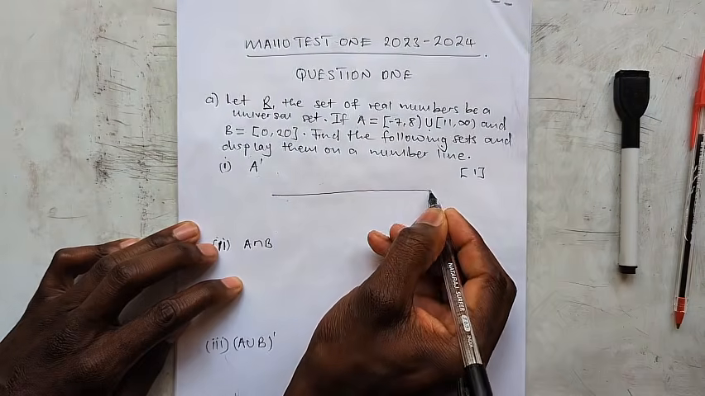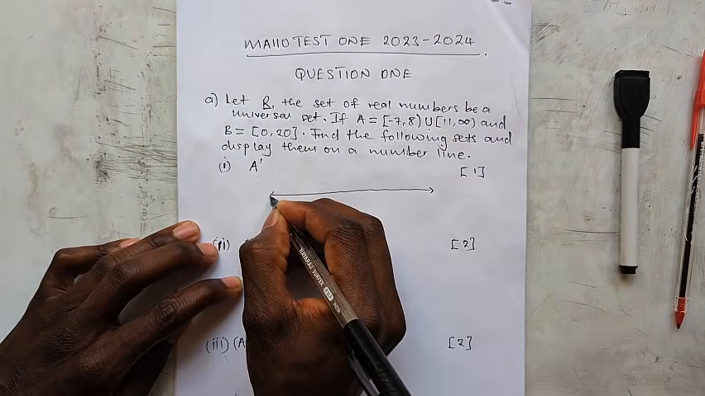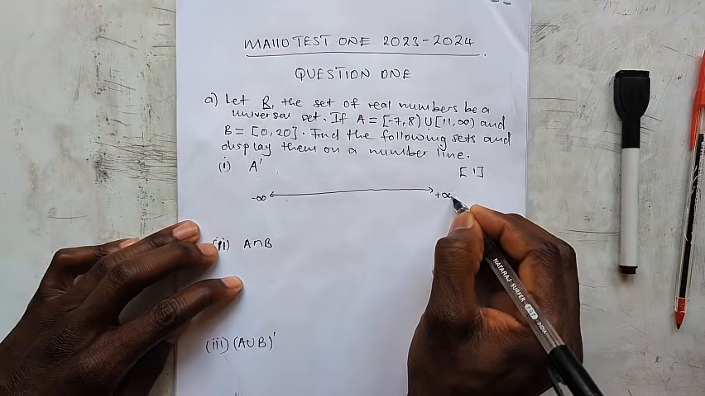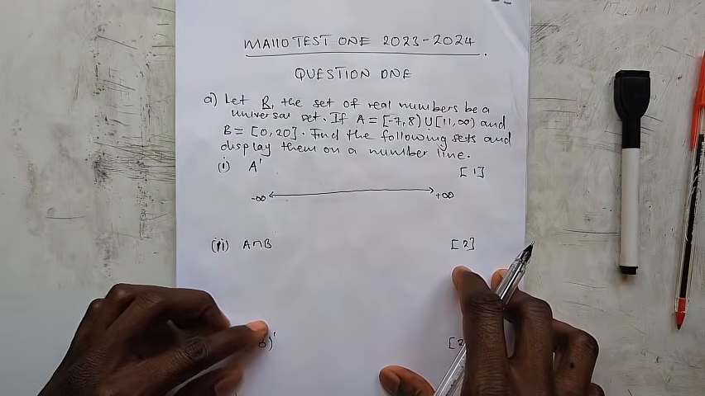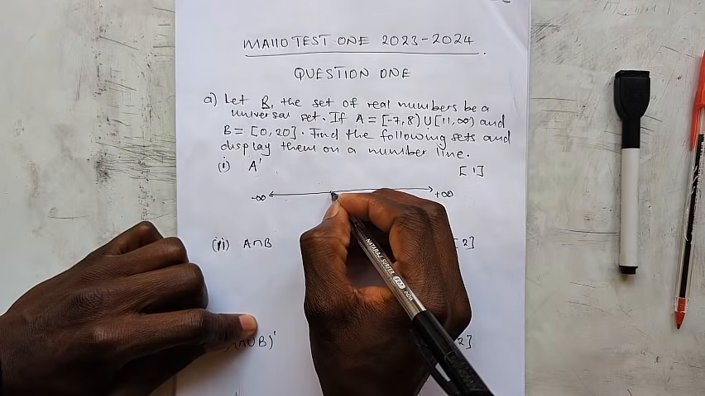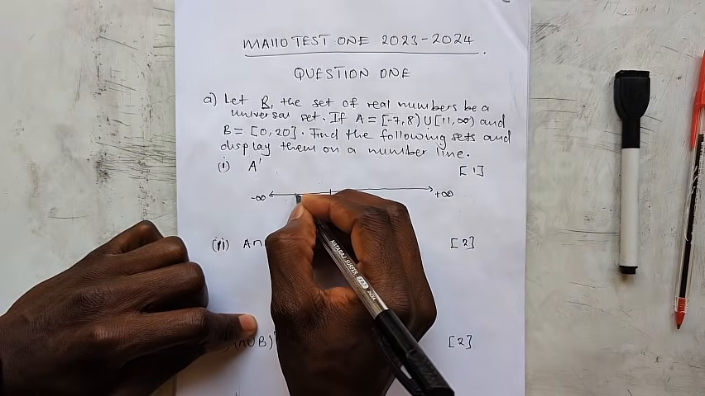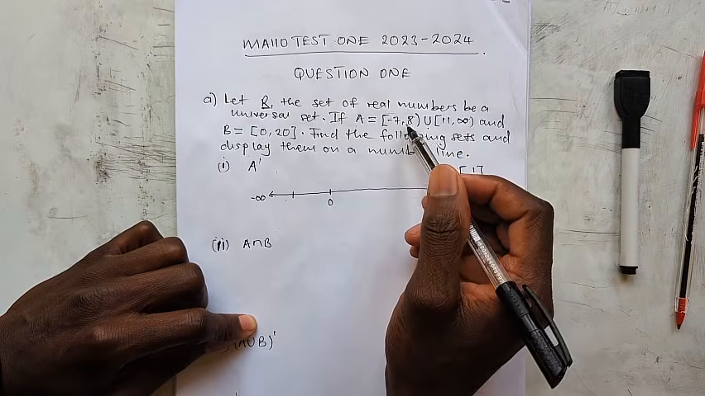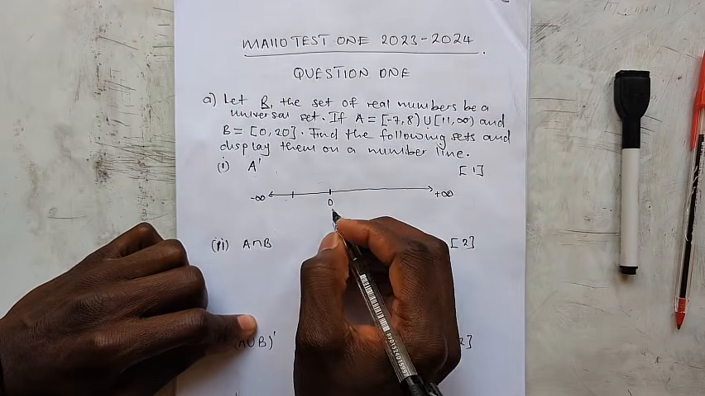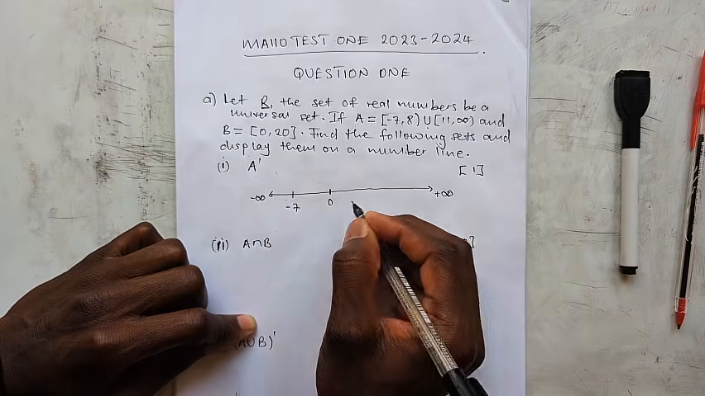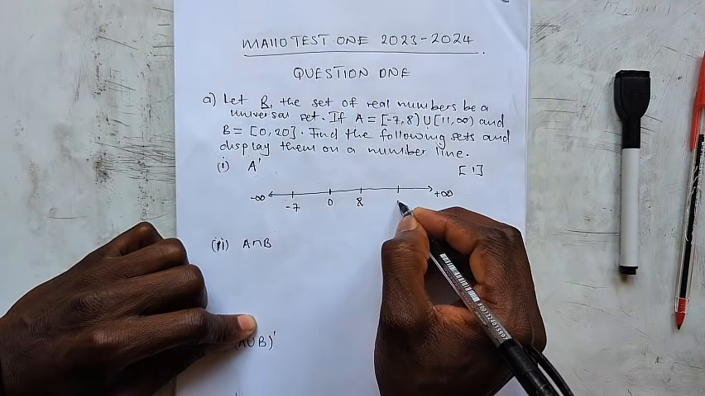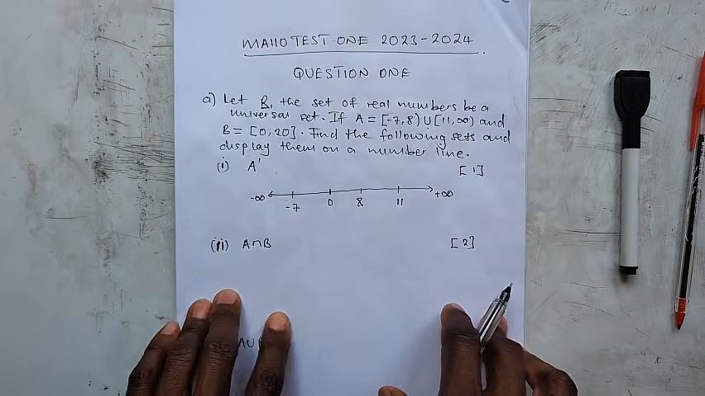Start by drawing a number line. A number line has to run from negative infinity all the way up to positive infinity. That's the meaning of a set of real numbers. Okay, so I'll put my 0 here. I have to indicate the numbers that are involved in this set A. So we're starting from -7 somewhere there. We also have an 8 here, and also we have an 11 somewhere there.